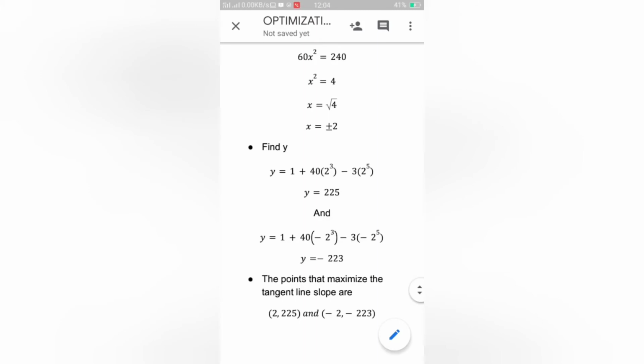We find y using the equation that is given in the question. And then we got y equal to 2 to 5 and y equal to negative 2 to 3. Lastly, we got the points that maximize the tangent line slope are 2, 2 to 5 and negative 2, negative 2 to 3.